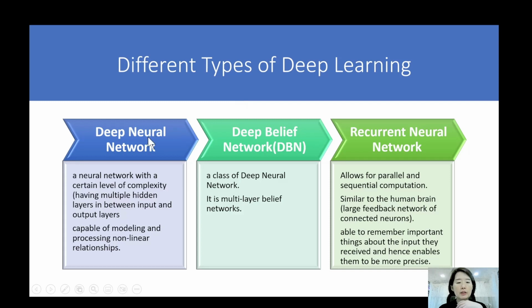Different types of deep learning: deep neural network, a neural network with a certain level of complexity, with multiple hidden layers in between input and output layers. And a deep belief network, a class of deep neural network, multi-layer belief networks. Recurrent network allows for parallel sequential computation, similar to your human brain. Large feedback network of connected neurons. Neurons are the connected sensors or stimulators in your human brain, so we're trying to mimic these neurons. They are able to remember important things about the input they receive, and hence enables them to be more precise.